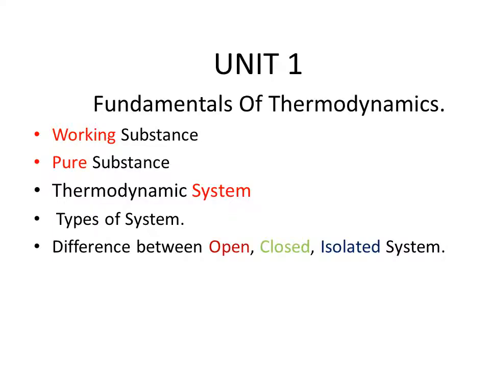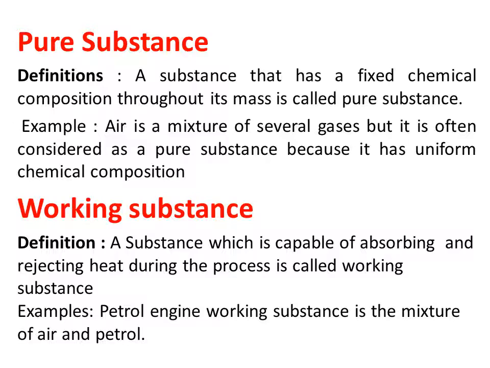In the first topic, today we discuss working substance, pure substance, thermodynamic system, types of system, difference between open, closed, isolated system. Let us see what is pure substance. A substance that has a fixed chemical composition throughout its mass is called pure substance. Example, air is a mixture of several gases, but it is often considered as a pure substance because it has uniform chemical composition.